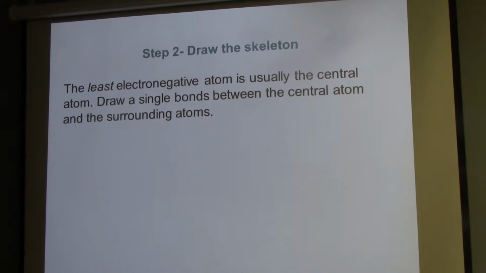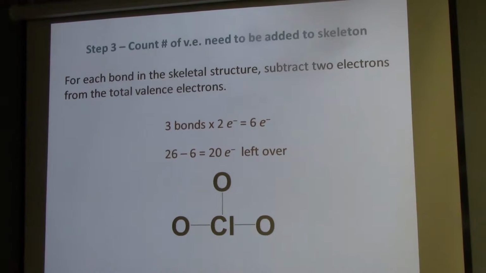Now the least electronegative atom is the central atom. If you're looking at your periodic table, just make a note to yourself: electronegativity increases across a row and decreases down a group. So we want to pick the least electronegative element, so that would be chlorine. So we're going to put chlorine as our central atom, and then we're going to attach all our other atoms with single bonds. Each single bond represents 2 electrons. So we had 26 that we needed to represent. We've represented 6, so we've got 20 more to go.